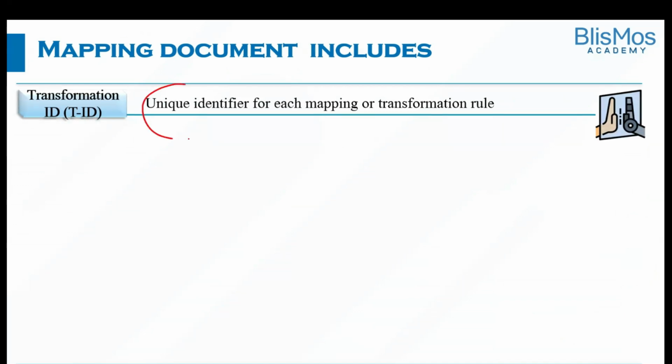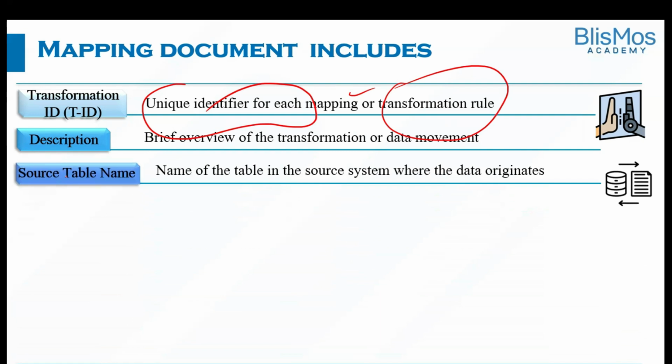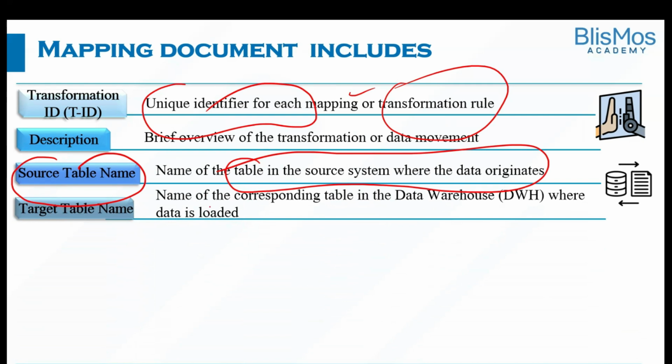Then the mapping document is also one of the very important documents for any data engineering project. It can be big data engineering, it can be common data engineering, any data engineering project. It would include the transformation ID, a unique identifier for the mapping or transformation rule, and a description. What is this transformation about? And then the source table, the name of the table from which the data originates. And then we have the target table, the name of the table or system to which the data is loaded. Depending upon the stage, the source and target may differ.